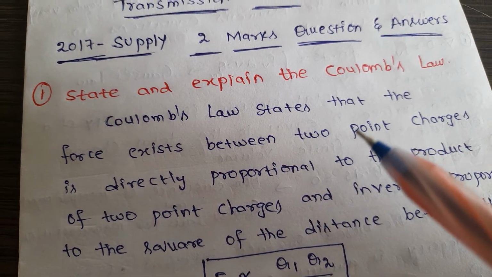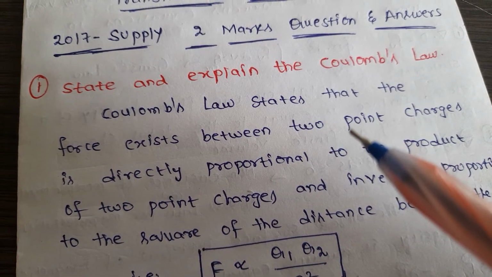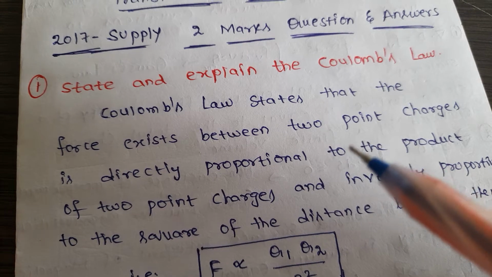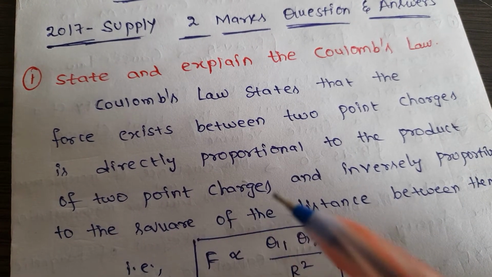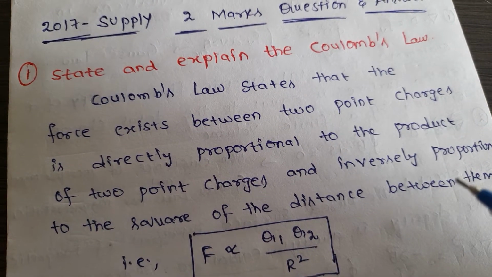Coulomb's law states that the force exists between 2 point charges. Let us consider we are having two charges. Then the force that exists between 2 point charges is directly proportional to the product of the 2 point charges and inversely proportional to the square of the distance between them.